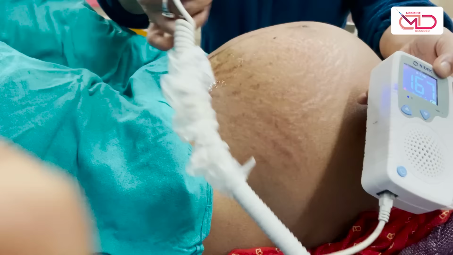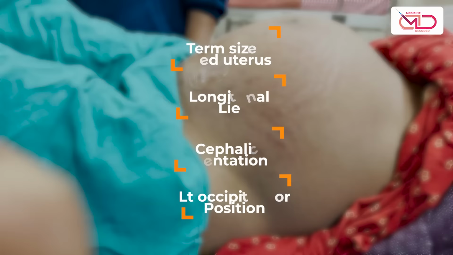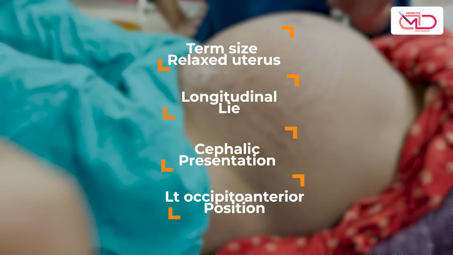Remember, as the head goes down deep into the pelvis, the fetal heart rate moves more towards the center and downwards. So at the end of this examination, we can conclude that this is a term-sized relaxed uterus with cephalic presentation in LOA position, left occipito anterior position.